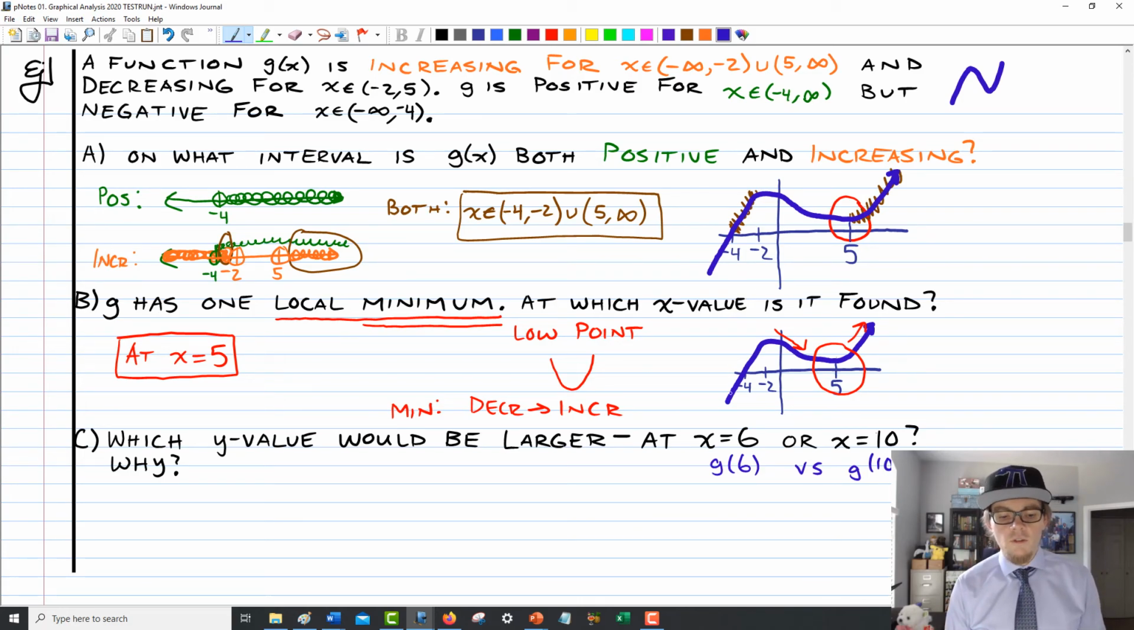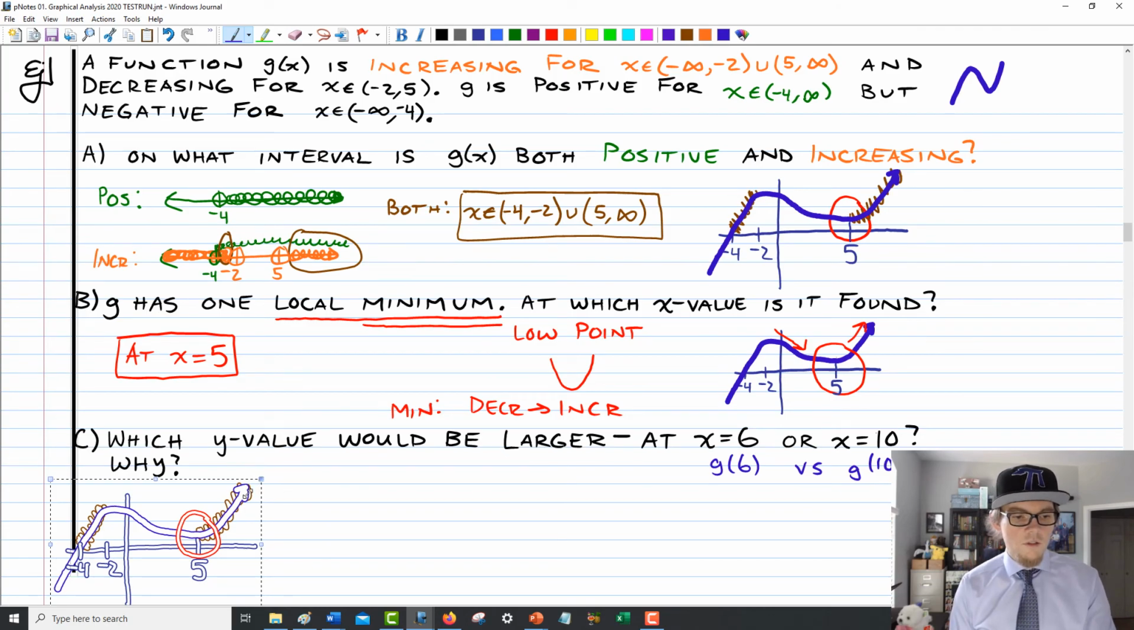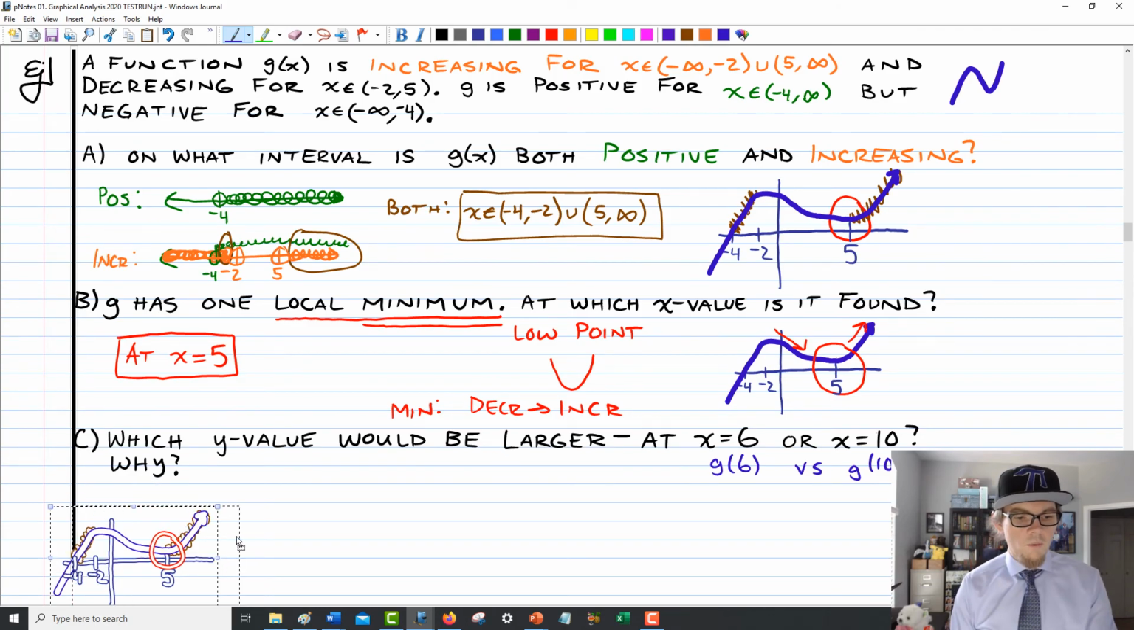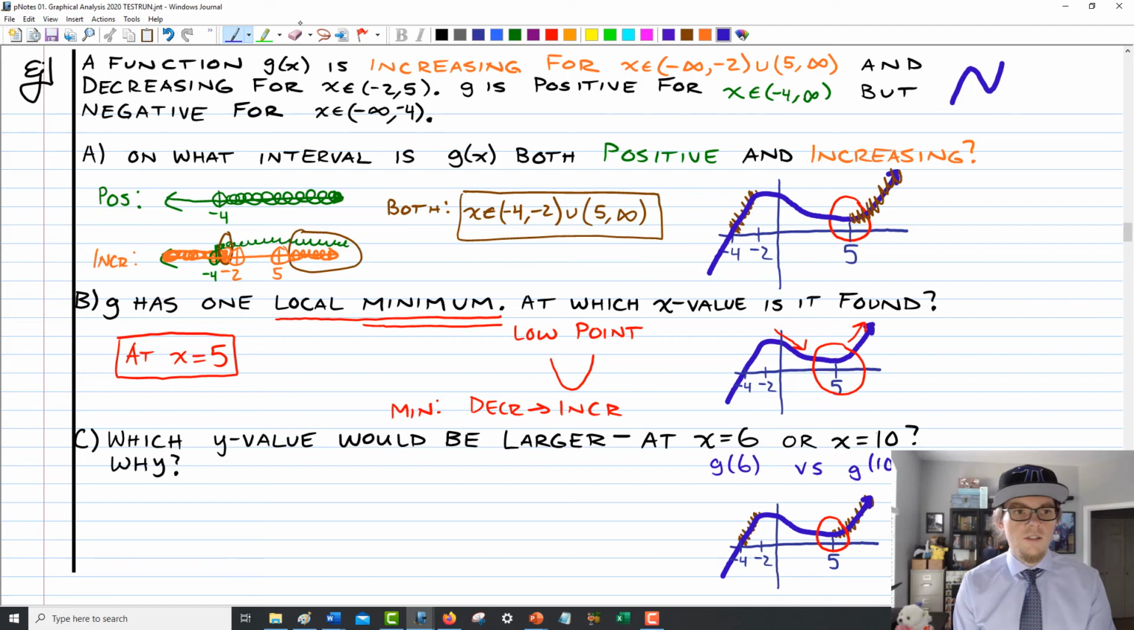Well, now that we have this graph, we could obviously just look at the picture and determine it from there. Like, we'd be able to quickly make a determination and decide where those are. But I want to point something else out for us here. I want to point out that both 6 and 10 are in the same interval.